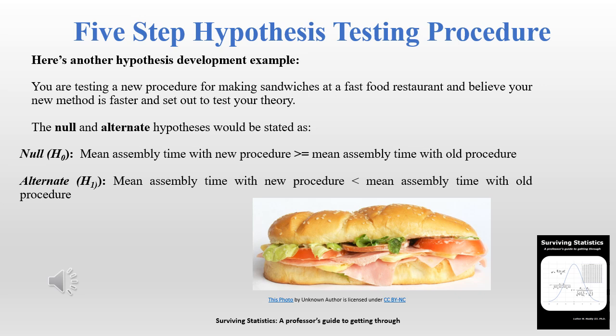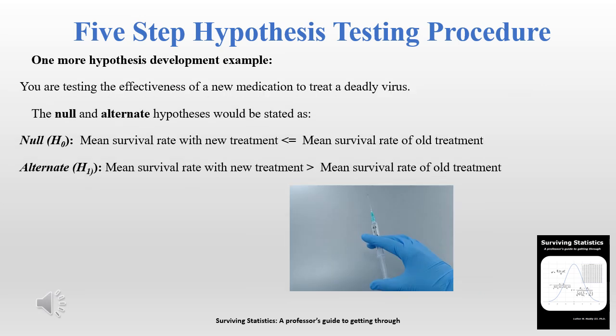And again, the null hypothesis is what's assumed to be true. We're assuming that the old way is the best and that our new way is actually going to be greater. But we're testing the alternate and the null against each other to see which one actually is going to be the case. All right, so here's one more example in the field of medicine.